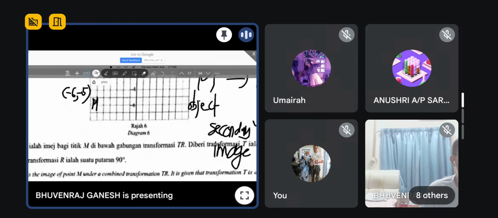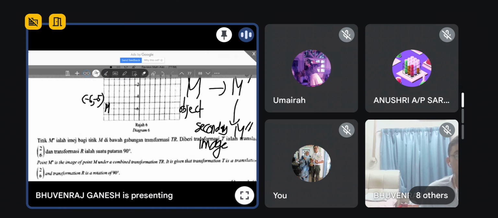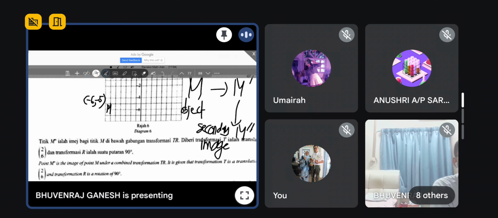So then you read the question. Oh, okay. So there is a combined transformation. Means this one is actually form 5. Okay, I didn't see carefully just now. Ada gabungan transformasi. So yang ni adalah bab form 5 chapter 5. Okay, your latest one that you all learn.